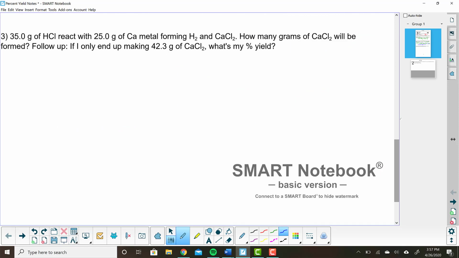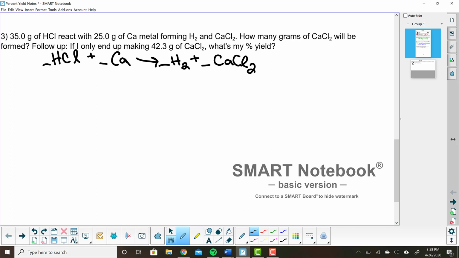This reaction says 35.0 grams of hydrochloric acid reacts with 25.0 grams of calcium metal, forming H2 and CaCl2. So I'm not even going to go any farther. I'm going to go ahead and just write this reaction down. It says HCl reacts with calcium metal to make H2 and CaCl2, calcium chloride. This is a single replacement reaction. The hydrogen and the calcium switch places.